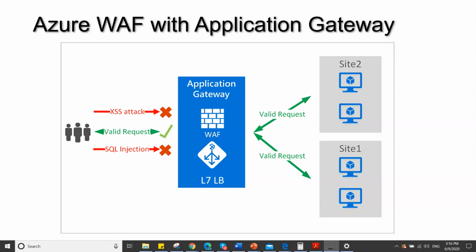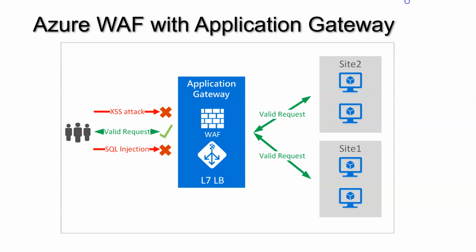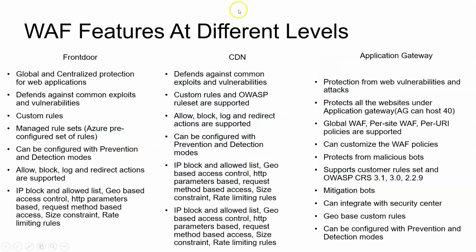So these are the three different options available on Azure for the web application firewall. One is at the Front Door, the other one is at the content delivery network, which is CDN. The third one is at the application gateway level. Now let us just see the various features under the Front Door, CDN and application gateway. They are pretty much the same rule set, don't worry, but yeah, you can define your own custom rule set.